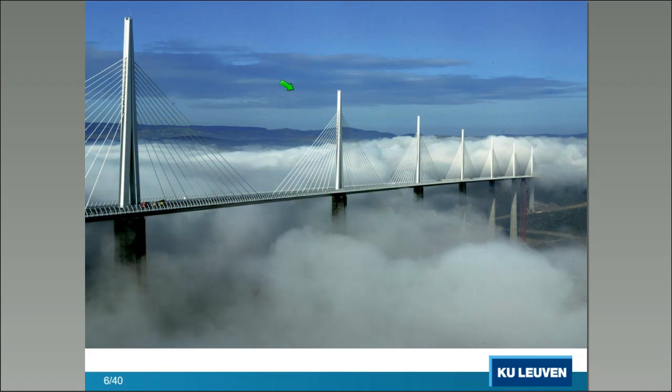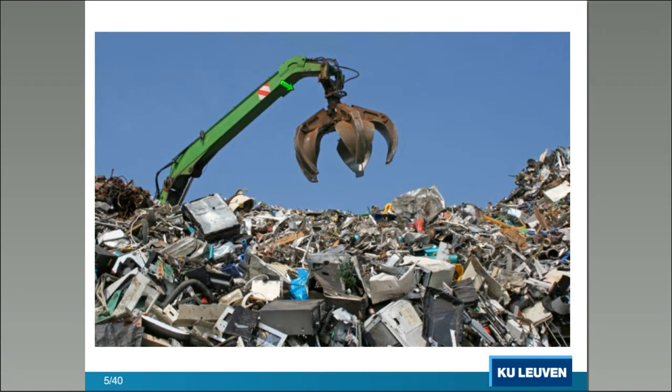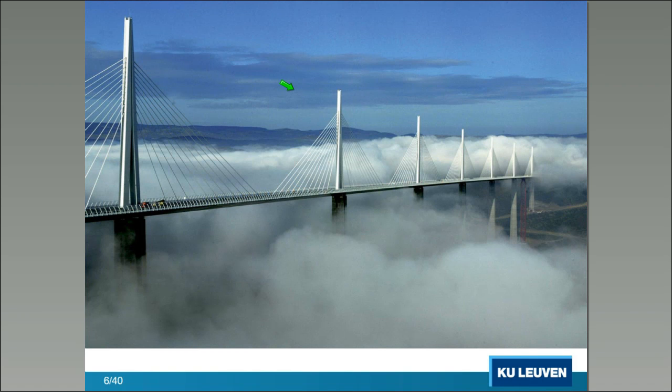You see here a very nice picture of that famous bridge in the south of France, the Millau viaduct, a very huge construction. And just to show you that out of scrap, remember the previous slide, thanks to the arc furnace, we can make again high value material like construction steel, able to be fit into the most modern constructions.